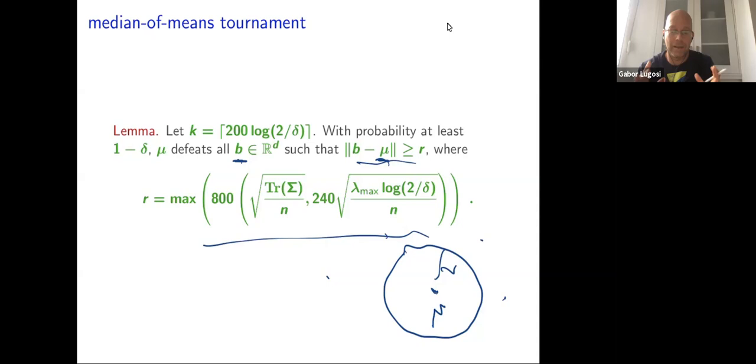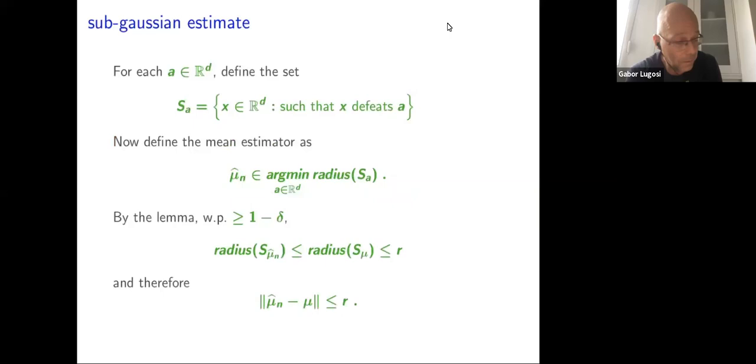And once we have that, it's very easy to construct an estimator. For each point A in the space, we look at the set of those points that defeat A. This is a bounded set for each A, because points very far away are not going to beat A. So we have this bounded set for each candidate, and now we look for the point for which the set of points that beat it has the smallest radius. That's the definition of our estimator.